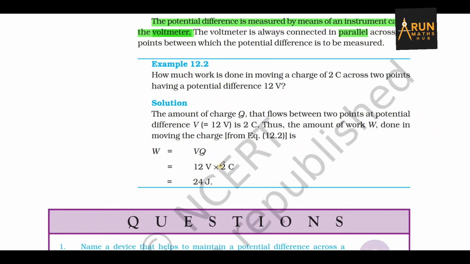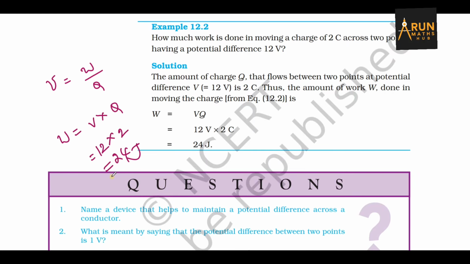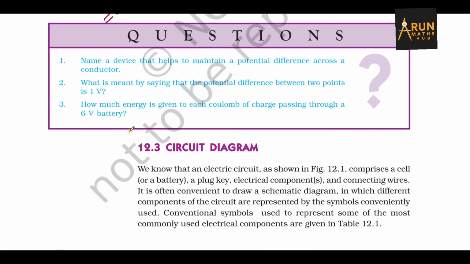You have a simple problem here. How much work is done in moving 2 coulomb across 2 points having potential difference 12 volts? Potential difference V equals W by Q, so W equals V into Q. V is 12, Q is 2. 12 into 2 is 24 joules. How much work is done? 24 joules of work is done to move 2 coulomb charges.